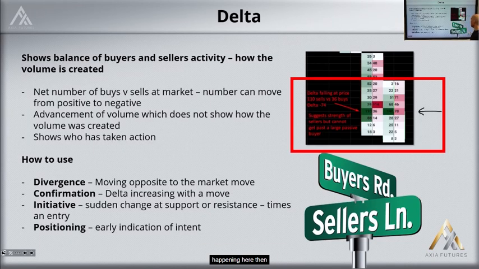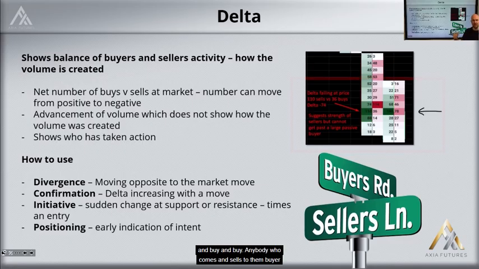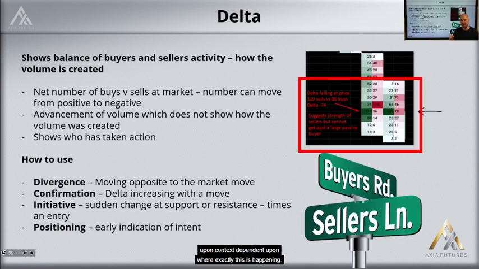What's happening here then is that you're getting a lot of selling, but this is clearly running into a wall of buyers. Buyers are happy to sit there and buy and buy. Anybody who comes and sells to them, the buyer comes back and gives them more. So this is showing you not just that there's a willingness for people to sell, but that you're seeing this very clear, distinct battle between willingness to sell and where the buyers are stepping in. So this gives you a negative delta, which doesn't on its own mean that the market has to go down or has to go up. But this has relevance dependent upon context, dependent upon where exactly this is happening.